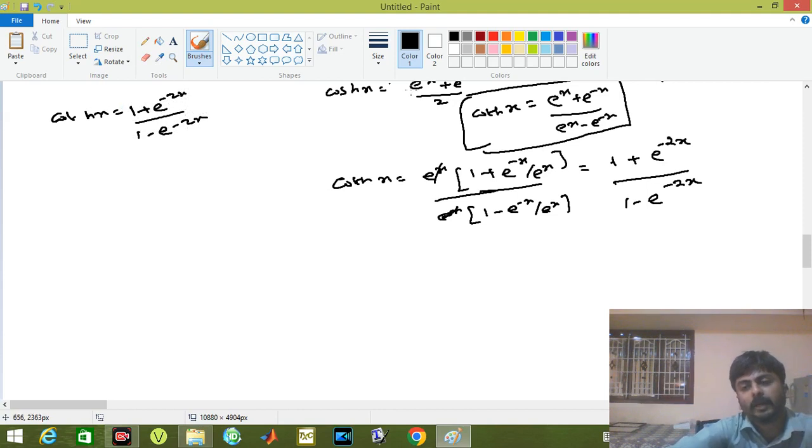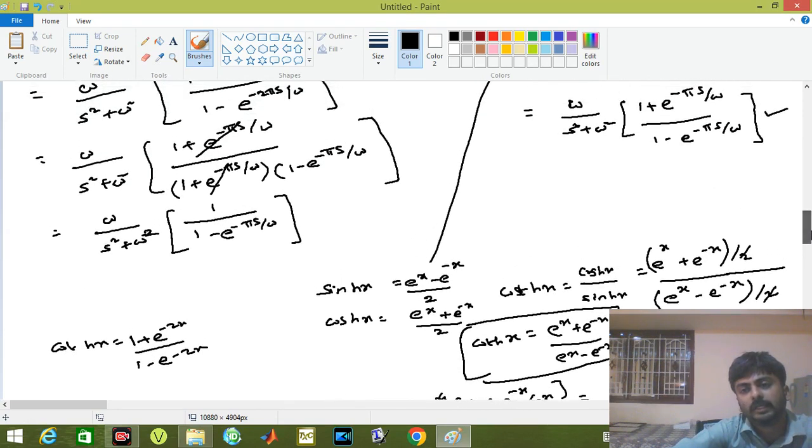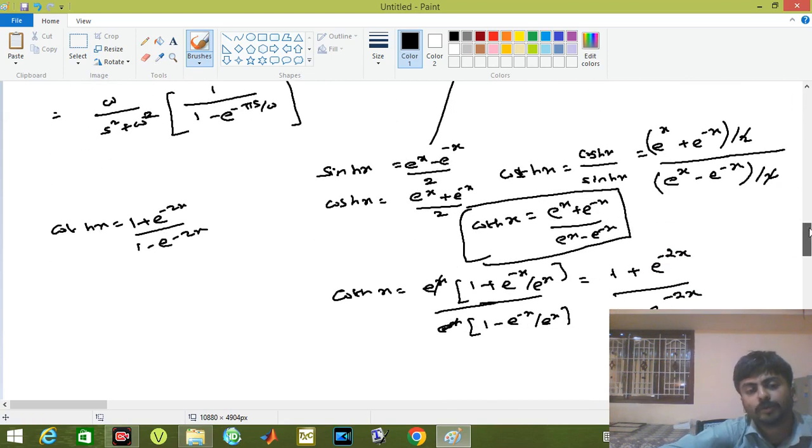Now I am going to compare the formula and the value we have got. Okay, see, the value is 1 plus e power of minus pi s by omega. Our x is pi s by omega. Okay, but the 2 is missing. The remaining things are same. Now I have to eliminate the 2 from our formula. How to eliminate the 2 from the formula?